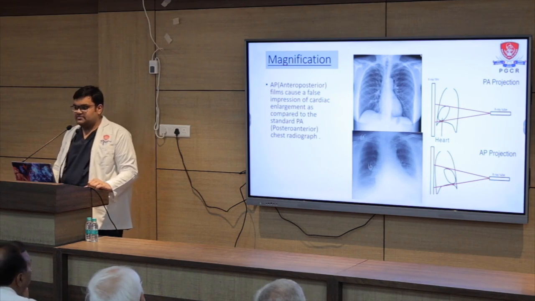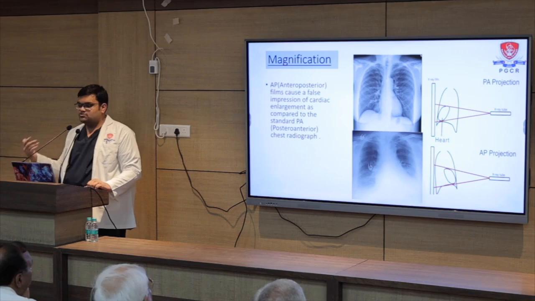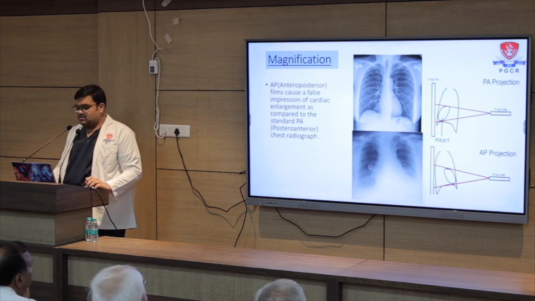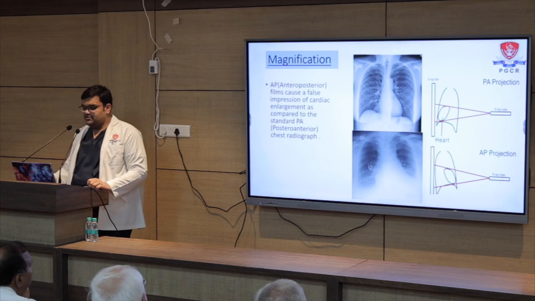Magnification affects the final image by size distortion. The diagnostic impact is that it leads to false positives, like misdiagnosing cardiomegaly. And also there's a loss of sharpness, which leads to more blur and reduces the edge detail of the radiograph.